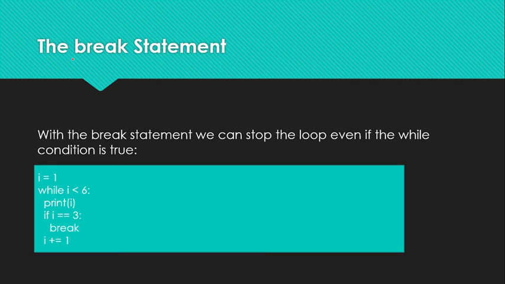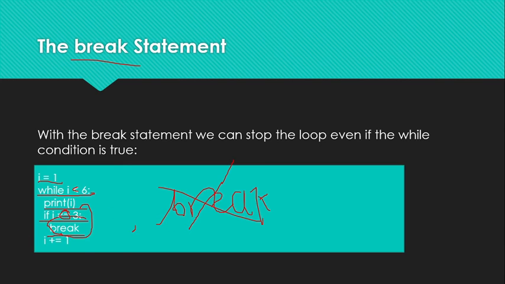Now here is another way. Here is a better way to exit, which is the break statement. With the break statement, we can stop the loop even if the while condition is true. So i is equal to 1 here, and then this is the same. While i is less than 6, print i. If i is equal to 3, with double equal signs, 3 and then colon, what the break statement does is that, of course, it breaks it. It stops this. Then we have to do i += 1.